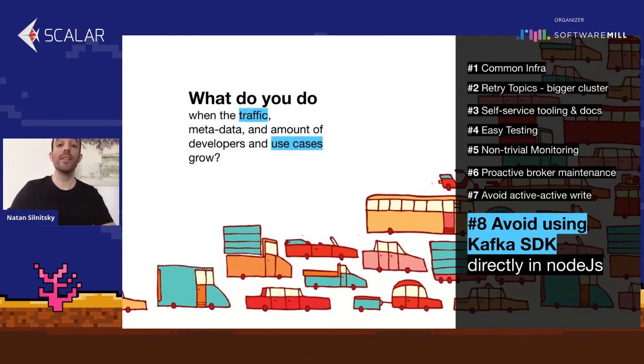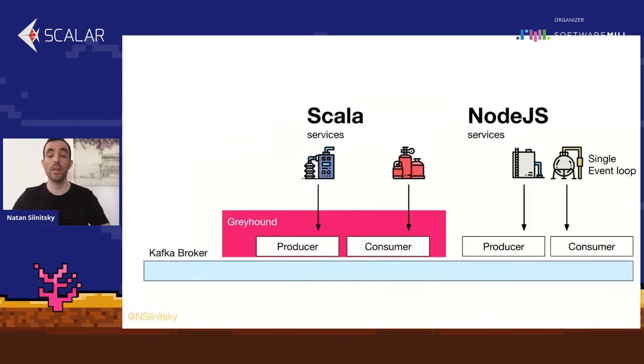Okay, lesson number 8. This is a lesson for systems that have polyglot in them, specifically Node.js or Python. It's really helpful to avoid using the Kafka SDK directly in Node.js. At Wix, we used to use Kafka directly, both in Scala through Greyhound and in Node.js with a different library that produces and consumes directly from the Node.js application.